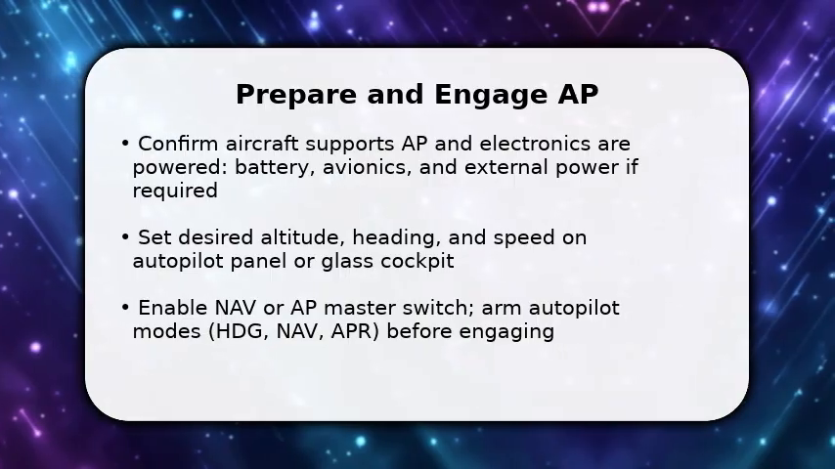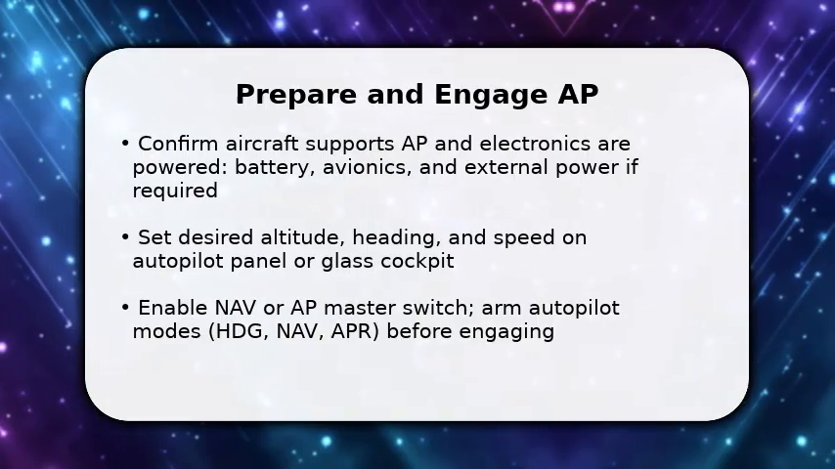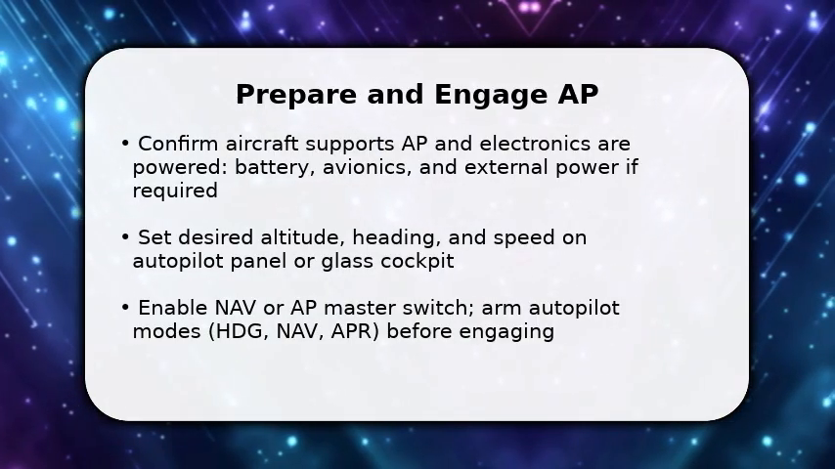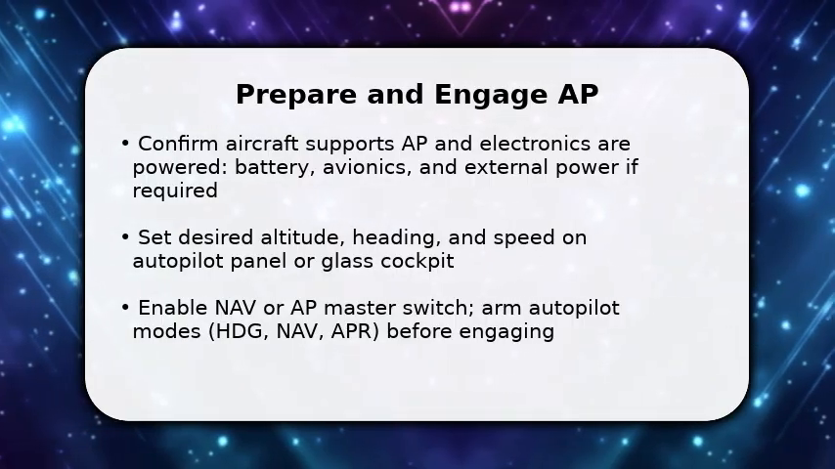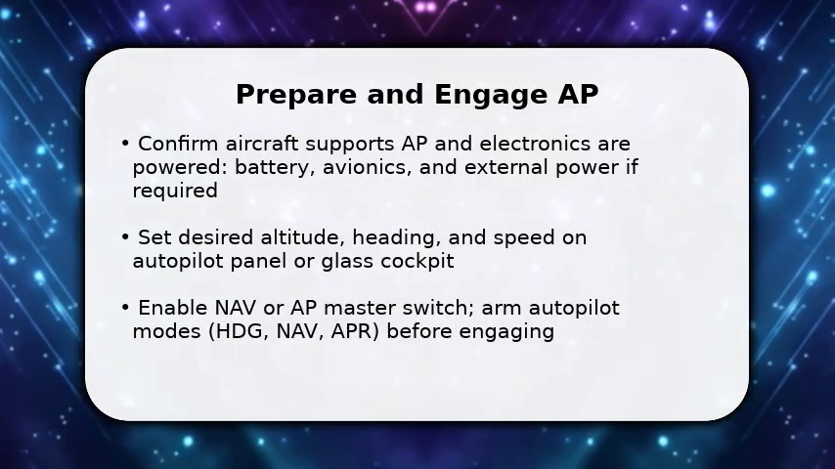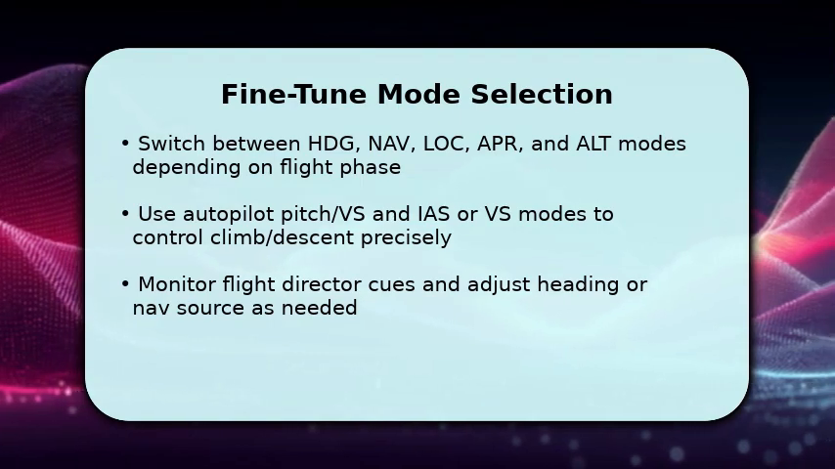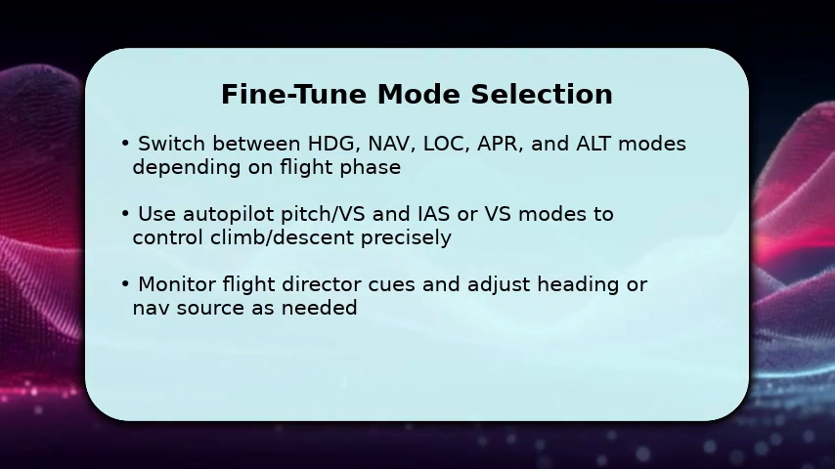Once done, arm the appropriate modes: HDG for manual heading, NAV for flight plan tracking, or APPR for approaches, and then press the AP Engage button to take control. Once the Autopilot has control, focus on selecting the correct modes for the task.